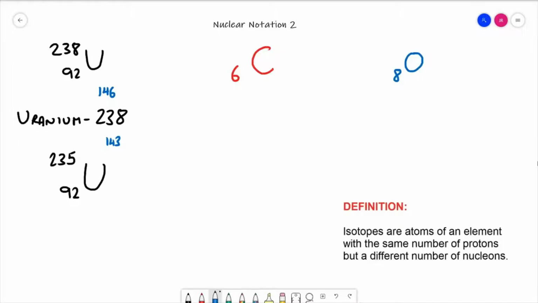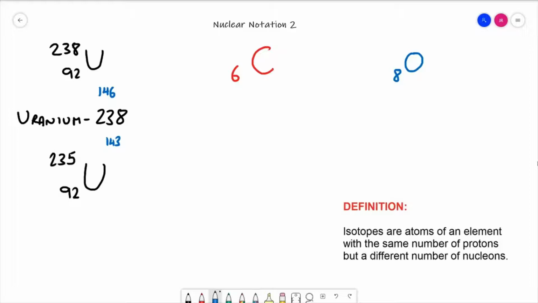What we've just described therefore are 2 different isotopes of uranium, and you can see on the screen we've got the definition for what isotopes are. Isotopes are atoms of an element with the same number of protons but a different number of nucleons.